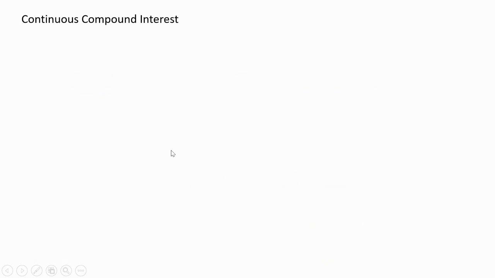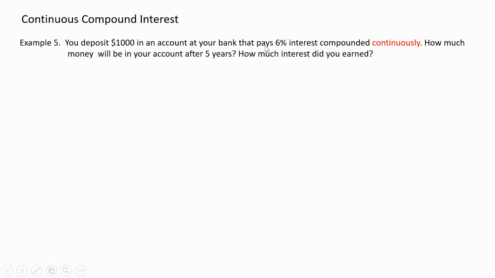Continuous compound interest. So this is the continuous, which is a different formula. Okay, you deposit $1,000 in an account at your bank that pays 6% compounded continuously. How much interest will be in your account after 5 years? So again, this is a different formula, right? Because this is continuous, so that's the formula for continuous.